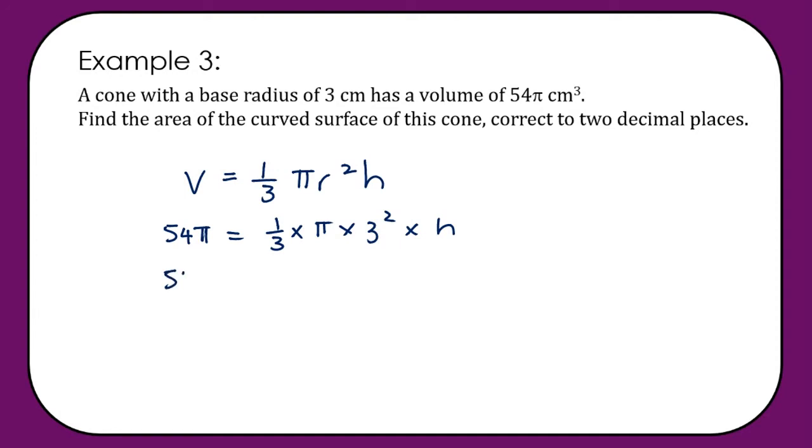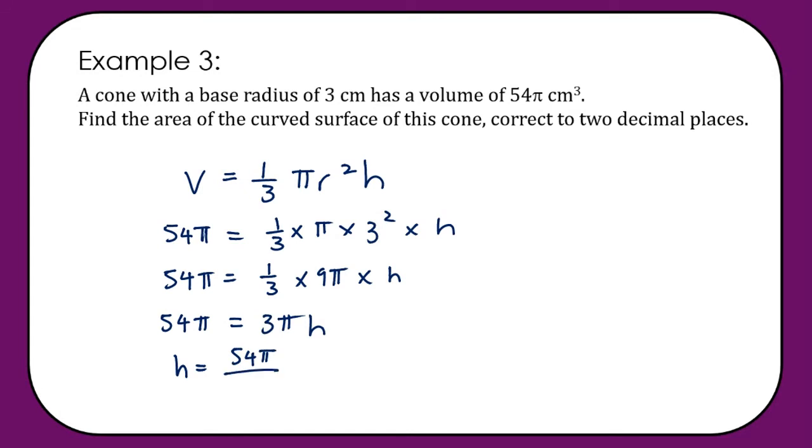So we have 54 pi equals 1/3 times pi times 3 squared, so that is 1/3 times 9 pi, which means 54 pi equals 3 pi times h. I want to divide both sides by 3 pi. The pi's will cancel out. 54 divided by 3, 3 goes into 30 10 times and into 24 8 times, so that is 18. It's a height and my units are centimetres, so 18 centimetres is the height of this cone.